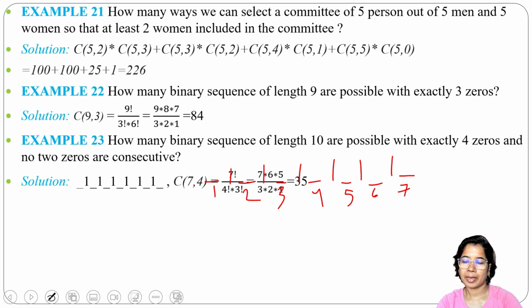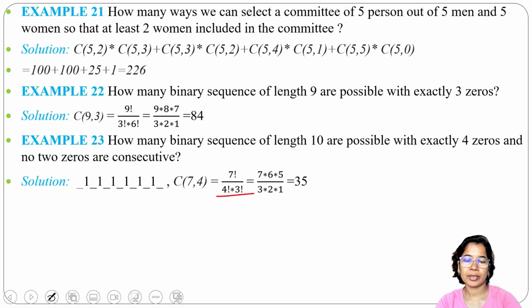C74, it's 35. 7 factorial divided by 4 factorial multiplication 3 factorial. 7 factorial you can expand, it's 7 multiplied by 6 multiplied by 5 multiplied by 4 factorial. This 4 factorial will be cancelled. Divided by 3 multiplication 2 multiplication 1, 3 times 2 is 6, which will be cancelled. 7 multiplied by 5 is 35.